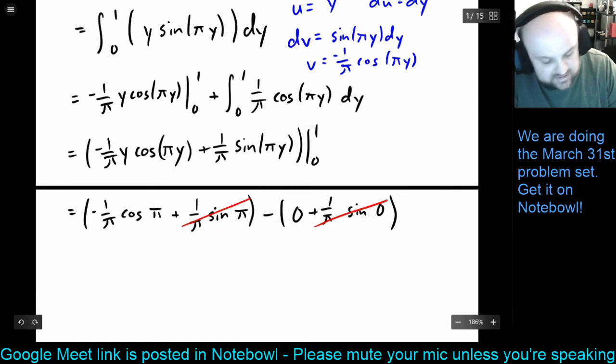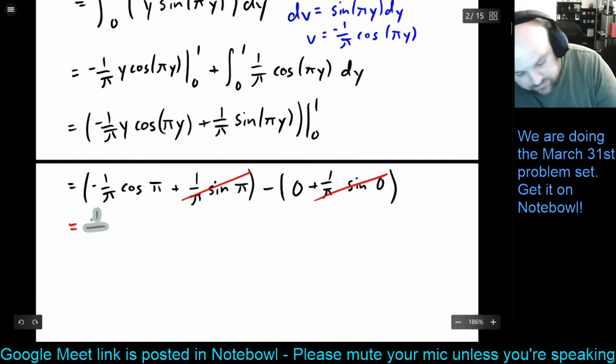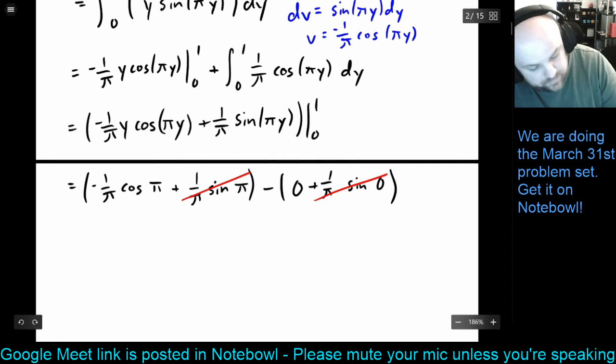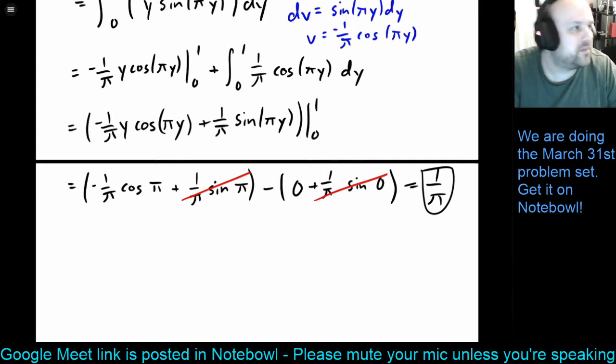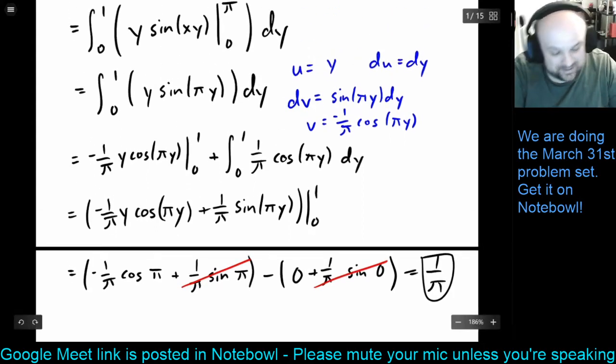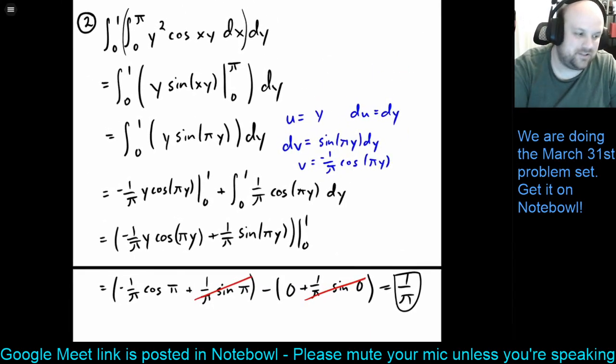This is gone because sine of pi is 0. So all we get here, cosine of pi is negative 1. So we just get, at the end of the day, 1 over pi as that answer. All right, so just a little reminder of doing integration by parts. I actually didn't think if this was going to turn out to be integration by parts or not. I just sort of picked an example here.